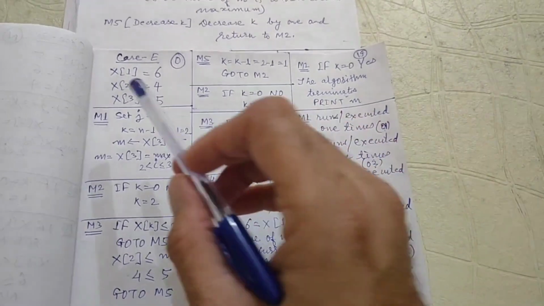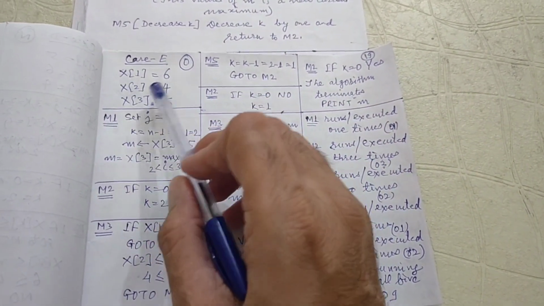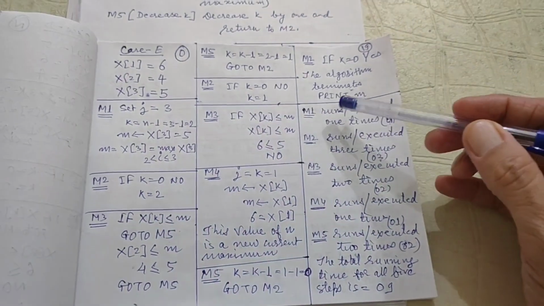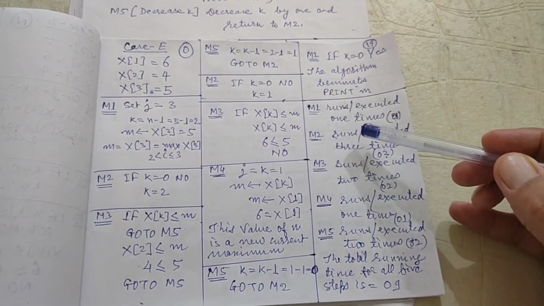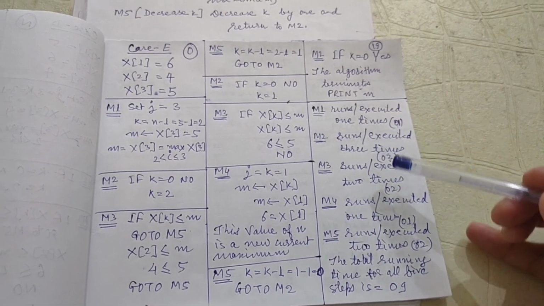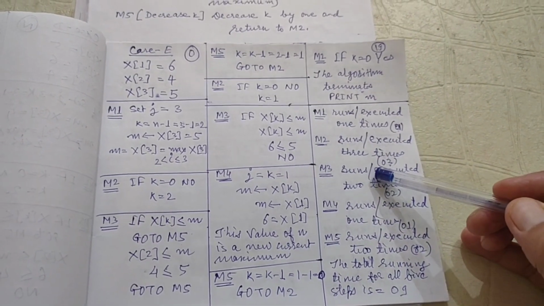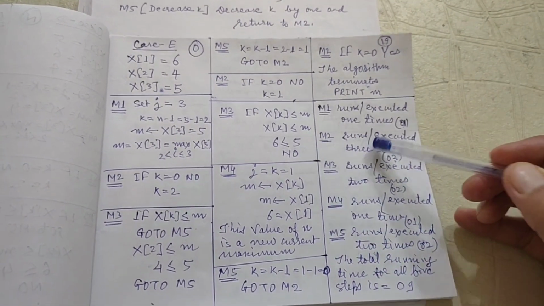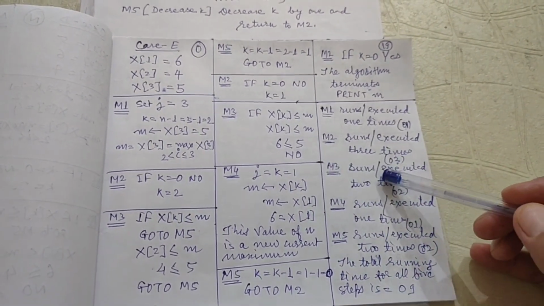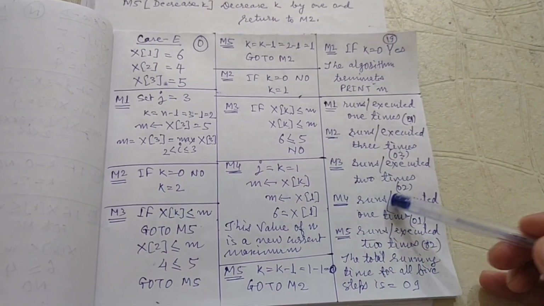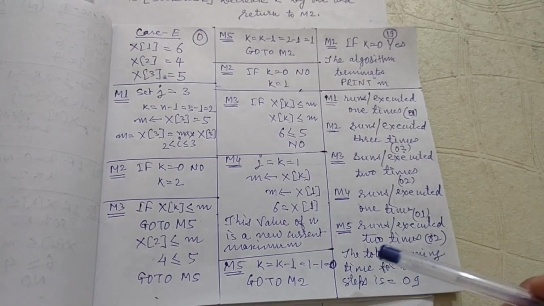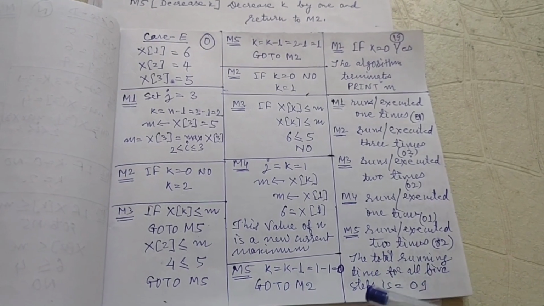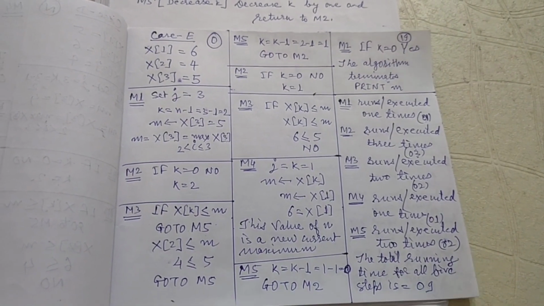Case E: x1 is 6, x2 is 4, x3 is 5. M1 runs 1 time, M2 runs 3 times, M3 runs 2 times, M4 runs 1 time, M5 runs 2 times, and the total running time for all the 5 steps is 9.